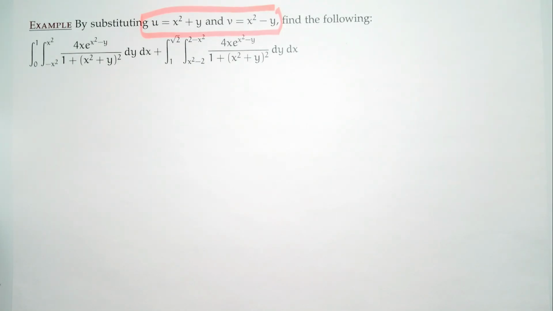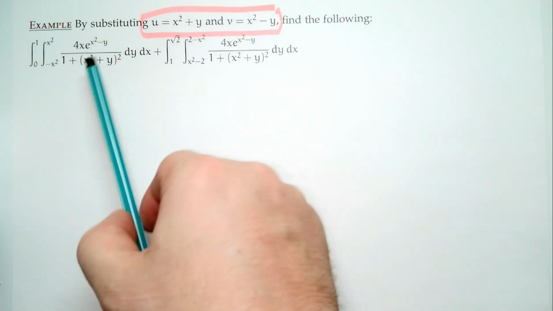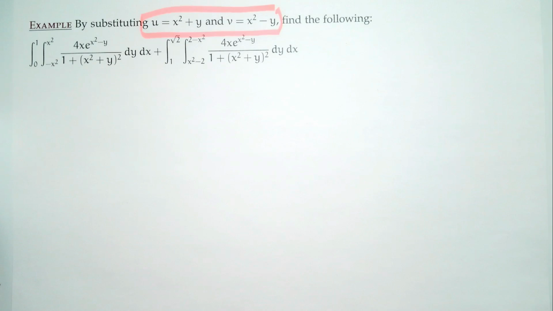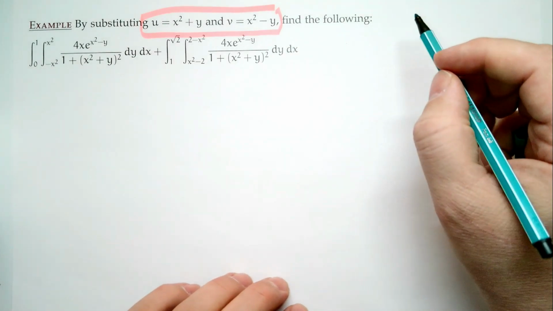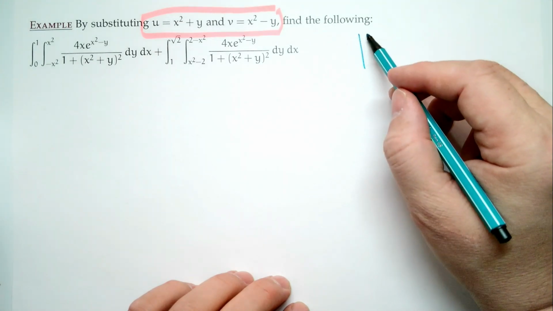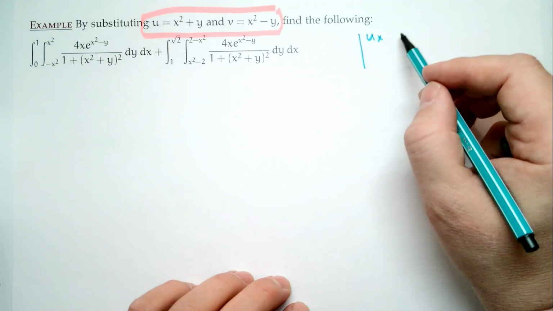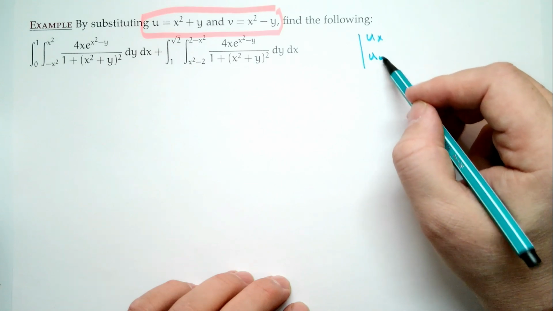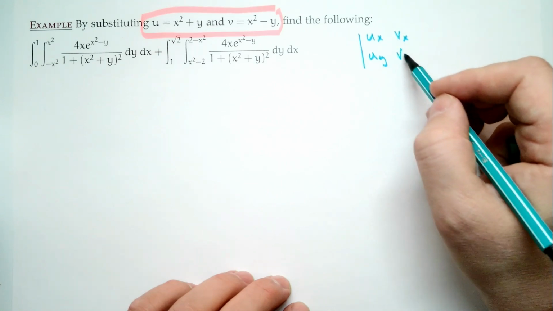Well, let's start. The nice thing is these are both the same function. It's just that we have two different regions. I'm not sure why. Well, we'll find out. We'll get there. We'll figure it out. So let's start with our Jacobian. So I'm going to compute our Jacobian here. So I'm going to look at u sub x, u sub y, v sub x, v sub y.